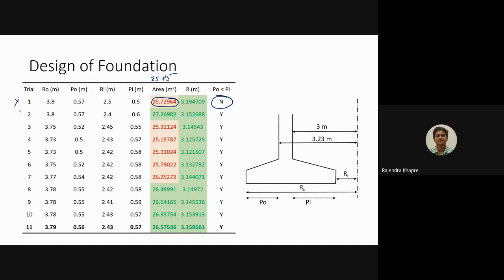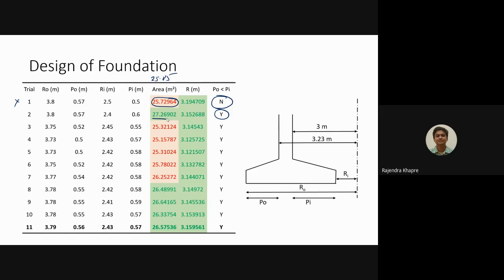In the second trial I am taking the outward projection as 3.8 and the inward projection as 2.4. So I moved the inward projection a little inside. Now if you use this combination, the outward projection is 0.57 and the inward projection is now 0.6. So as far as this criteria is concerned, this is satisfying. And if you see the area, it is coming out to be 27.2, whereas we need 25, so this has become too much. This is on the higher side.